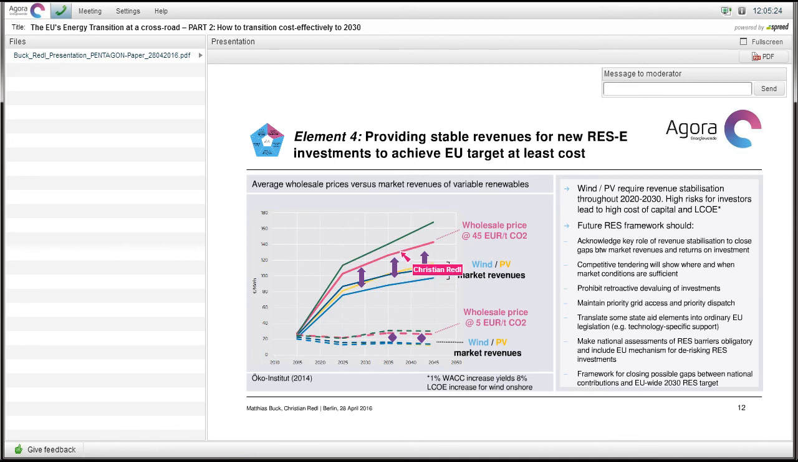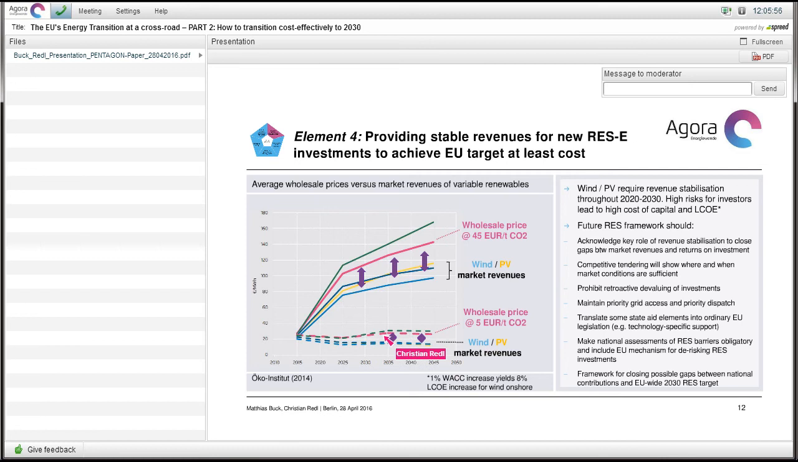You see here on this graph two scenarios, one with a higher CO2 price of some 45 euros per ton. The power price is indicated in pink, increasing over time, whereas the market revenues for wind and PV are of course also increasing because overall price levels on the market are increasing, but there is a gap between the power price which a baseload technology would receive and the revenues for wind and PV.